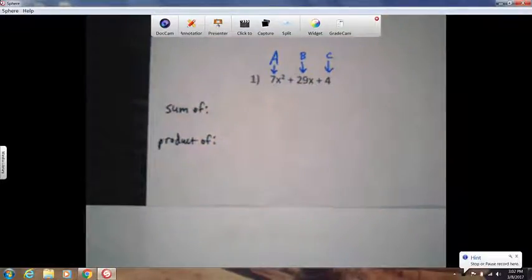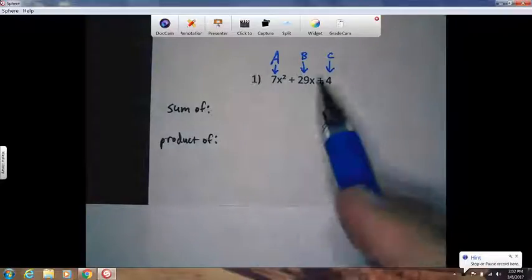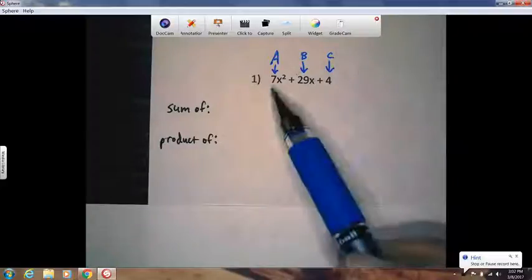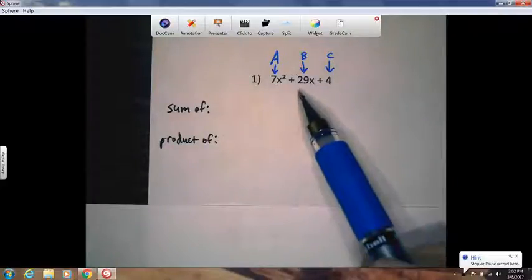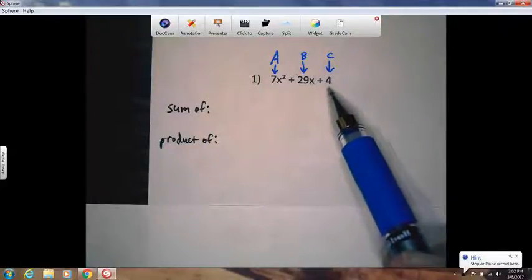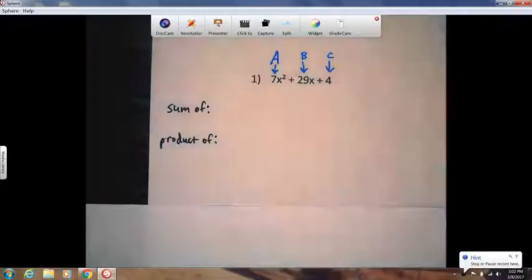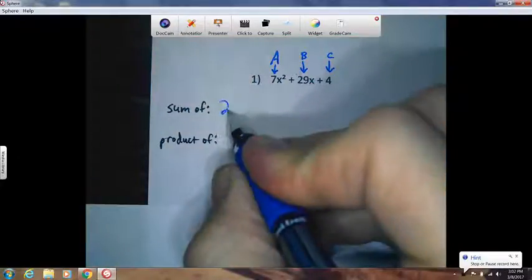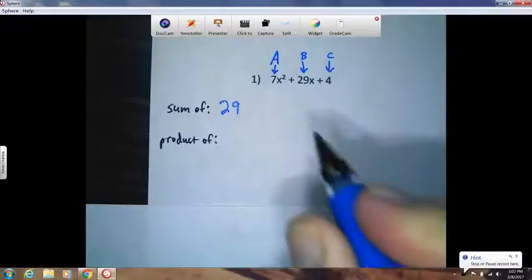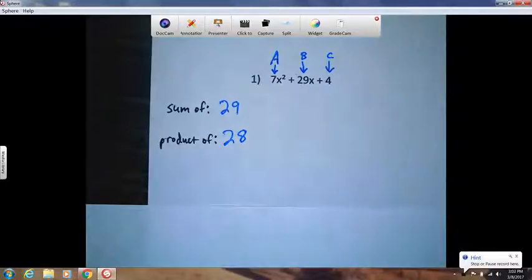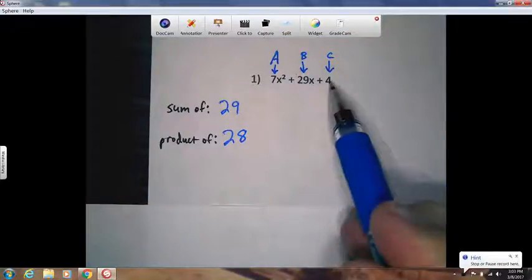Okay, so looking at number 1, I'm going to factor that. I have A, B, and C. I need to check to see if there's a greatest common factor. Is there anything that would multiply into 7, into 29, and into 4? And no, there's no number that multiplies into all of those. So I need a sum of B, which is 29, and a product of AC, which is 28, because 7 times 4. Make sure you know that.